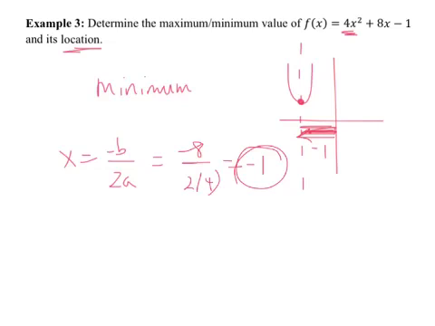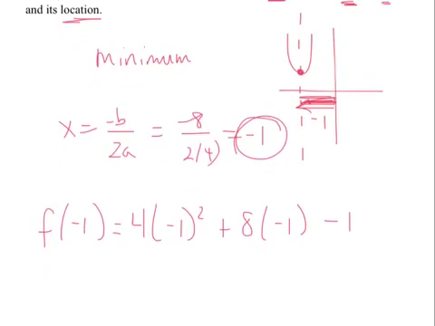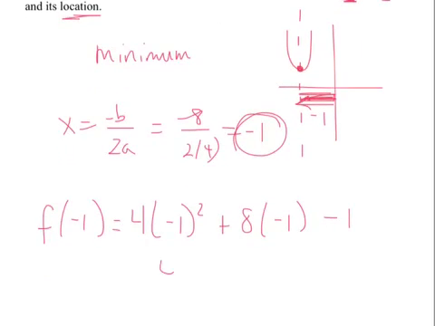Now, that's the location of the minimum. What is the value of the minimum? Next means we have to find the y value. So we'll take negative 1 and plug it into the equation here and here. So we'll do f of negative 1 to figure out what the value is. Well, it's going to be 4 times the quantity negative 1 squared plus 8 times negative 1 minus 1. Well, if I simply just plug in my numbers here, it's going to be 4 minus 8 minus 1. Well, 4 minus 8 is going to be negative 4, minus 1 is going to be negative 5. So it turns out that the value is at negative 5.